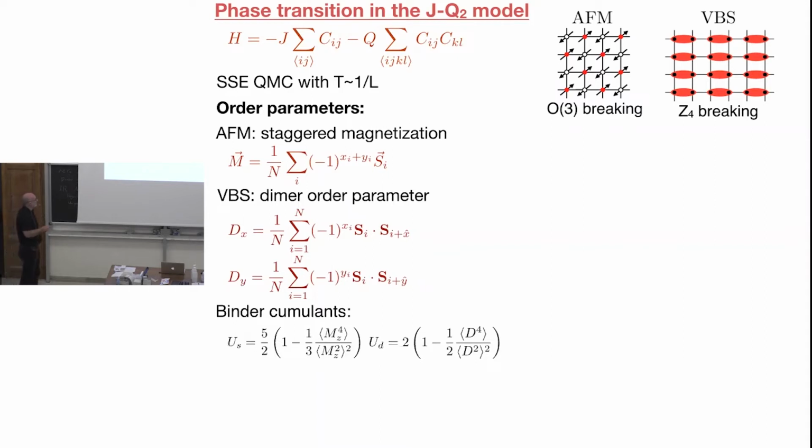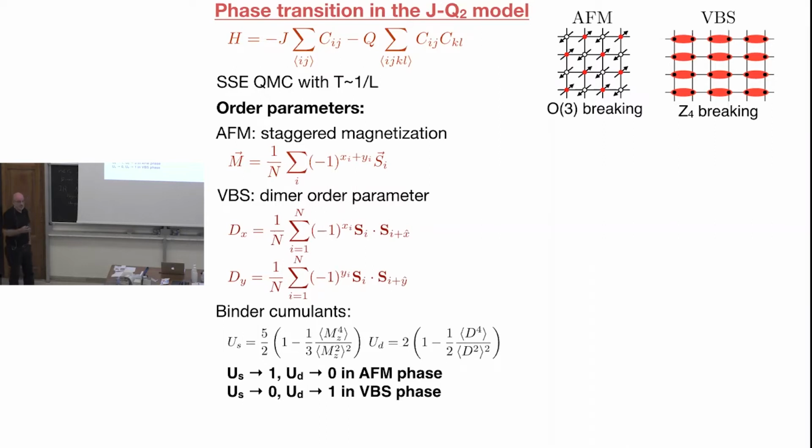Now, Binder cumulants are some sort of normalized order parameters that are also dimensionless, so they are very useful to look at first. These are basically ratios of the fourth power and the second power of these order parameters. I will later talk about why we look at these, but you can see that they are dimensionless numbers, and they are constructed in such a way that if you do have long-range order of some type, the Binder cumulant will go to 1. And if you don't have order of a specific kind, the value will go to 0.